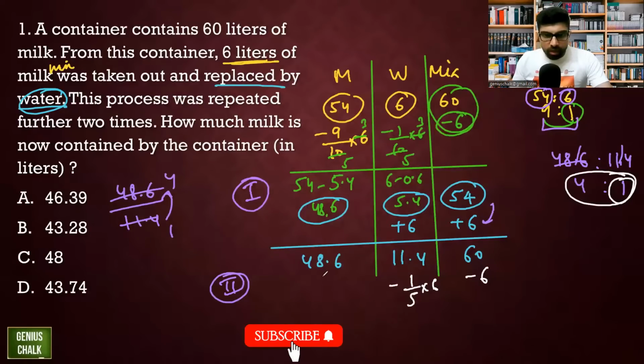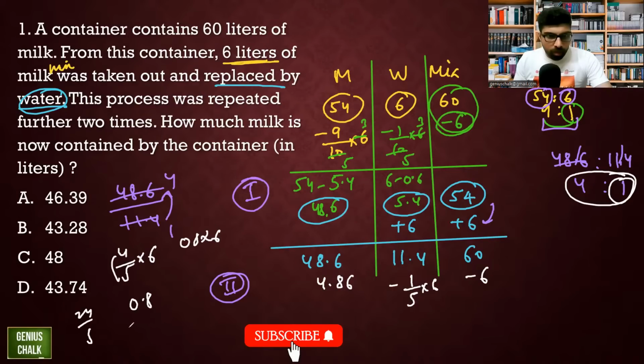So I can write here 4.8, because it was 4 by 5 into 6. So 0.8 into 6 is 4.8, right? Or you can solve 24 by 5 also, it is 4.8. So 4.8 will be subtracted. What is left?